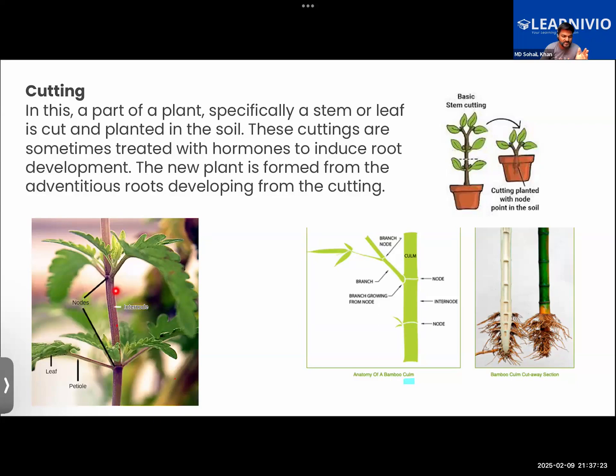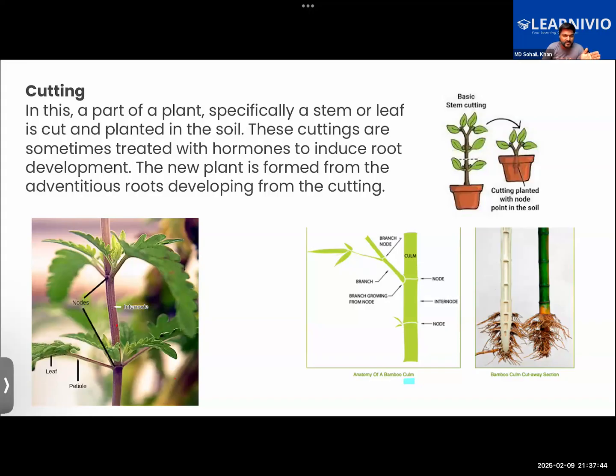Has two nodes present in it, that will be much better. So these cuttings are taken. Sometimes we can directly plant them into the soil, or sometimes we can treat them with some special hormones. Hormones are special substances that will help in the growth of this stem.